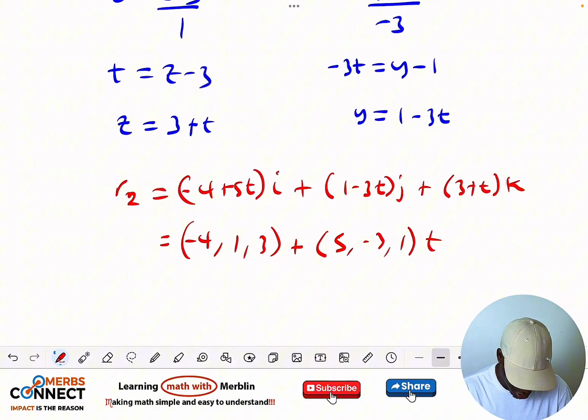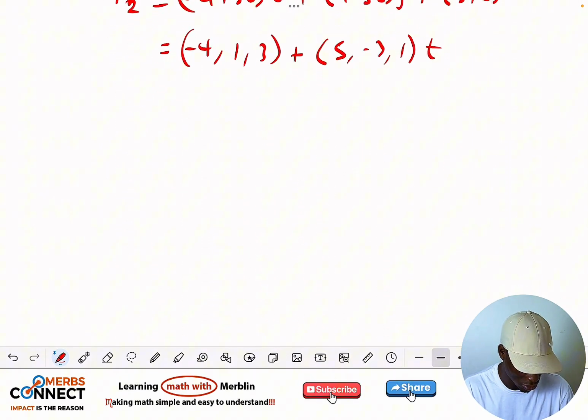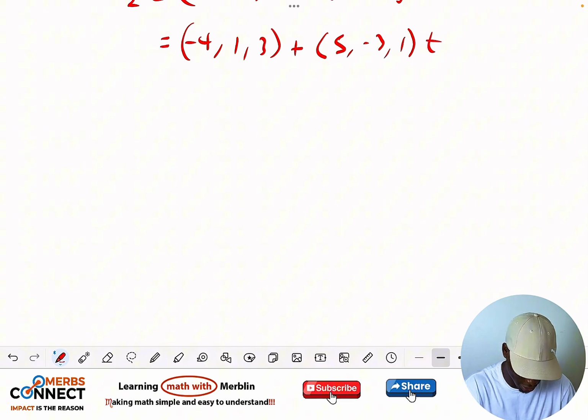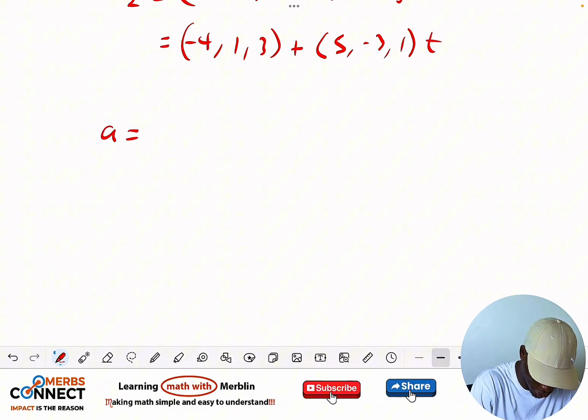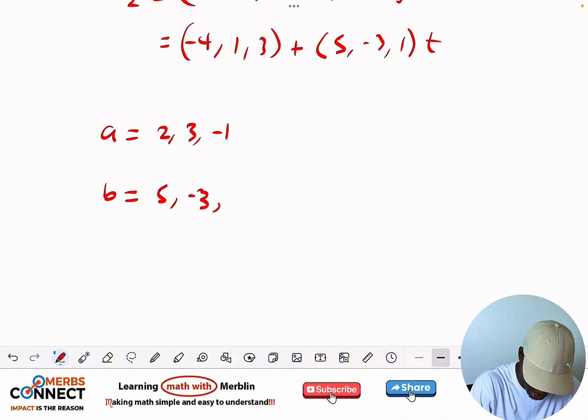So let's just throw them away and then solve the function. So now from here, we are going to have a to be, the first one is 2, 3, minus 1, and b is 5, minus 3 and 1.